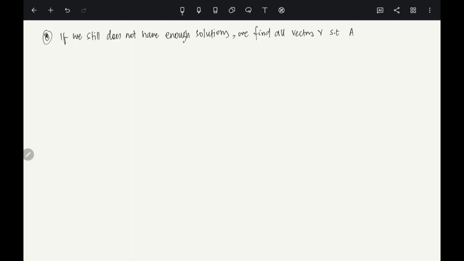The third step. If we still do not have enough linearly independent solutions, we find all vectors v such that (A minus lambda I) cubed v is 0, but the square is not 0. (A minus lambda I) squared v is non-zero. Is this okay?